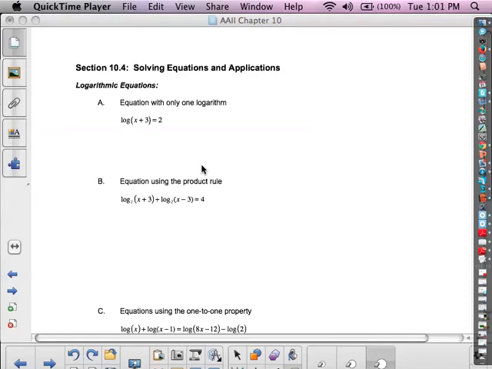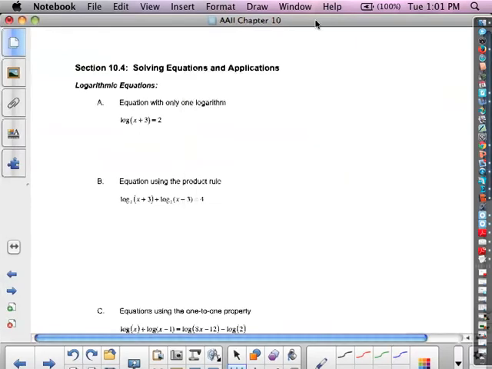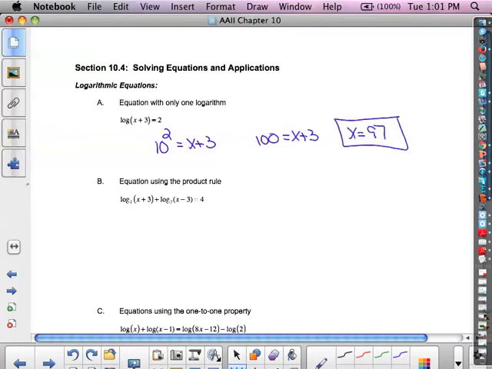Okay, we're going to look at section 10.4, which involves solving equations with logarithms and exponentials and their applications. The first one, we've actually already looked at problems like this. I have only one logarithmic expression, and to solve that, I'm going to rewrite it in exponential form. Since there's no number there, I know the base is 10, so this becomes 10 squared is equal to x plus 3. So that becomes 100 equals x plus 3, so x equals 97.